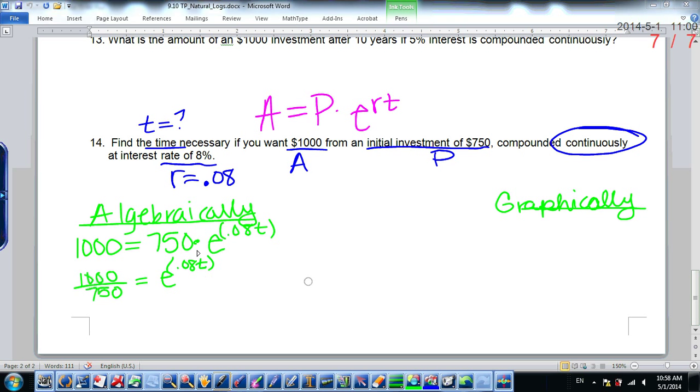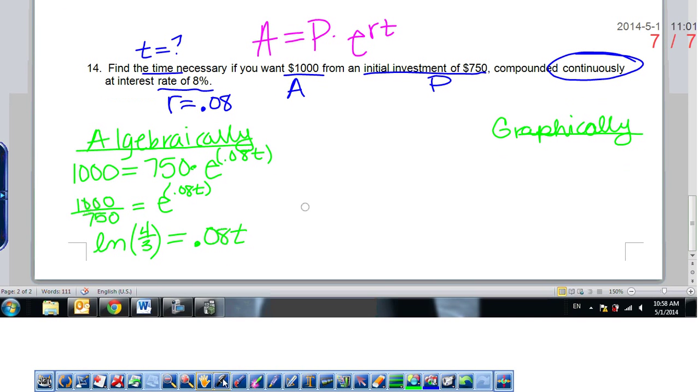Trying to solve for something in the exponent. So what do I rewrite this as? A log. So log base e, so that's the natural log of what? 4/3, or 1,000 over 750, is equal to what? 0.08t. Is everyone okay with that? Okay, so what would the last step be? Divide by 0.08. And at that point, you're ready to go to your calculator.